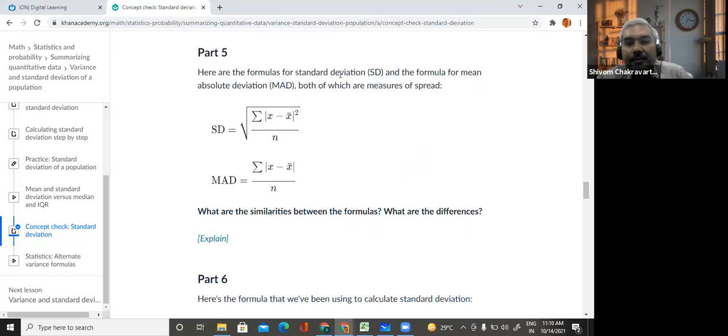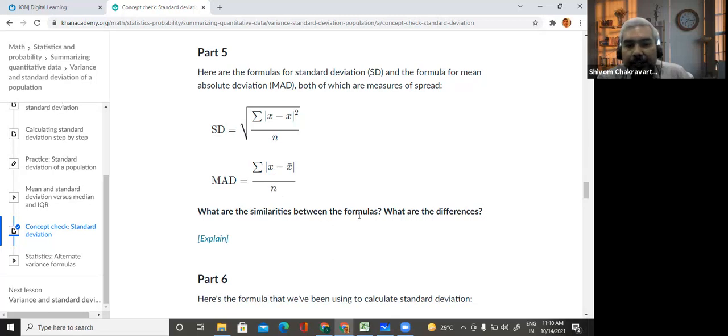Here are the formulas for standard deviation and the formula for mean absolute deviation, both of which are measures of spread. Mean absolute deviation can also be a measure of spread. So here we are only doing this. We are taking the absolute value of each deviation and taking the average of that.